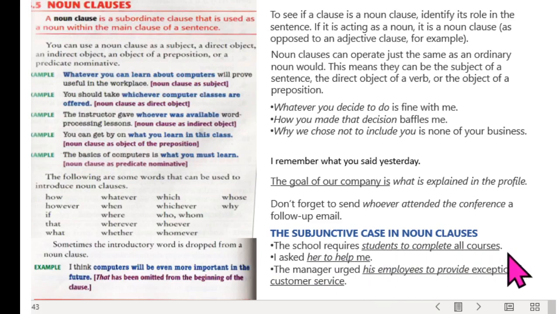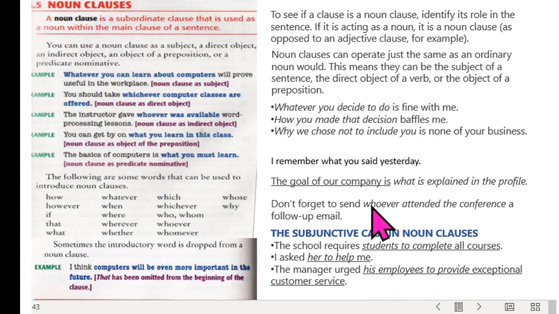Students to complete all courses can be substituted by that. The school requires that. I asked her that. The manager urged that, or them, you see? Or this in this case, and it's also valid, not only that. Let's move on.